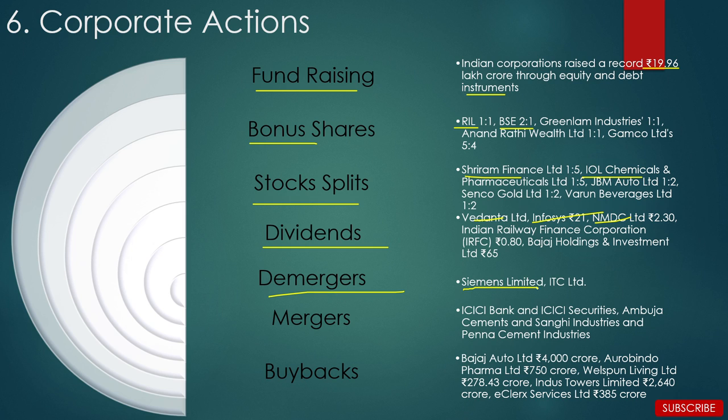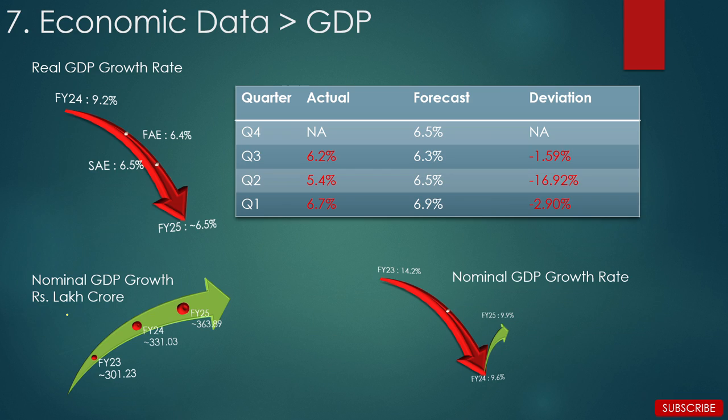Major demergers: Siemens Limited and ITC Limited. These were the two major demergers of the financial year. The major mergers include ICICI Bank and ICICI Securities, and Adani-led Ambuja Cement. So Sanghi Industries and Penna Cement Industries were merged into Ambuja Cements. And there were a few buybacks as well. Bajaj Auto's buyback of 4,000 crores, Aurobindo Pharma's buyback of 107 crores, and Indus Towers Limited's buyback of 2,640 crores are the major ones. Now let's move on to the most important of all, the economic data.